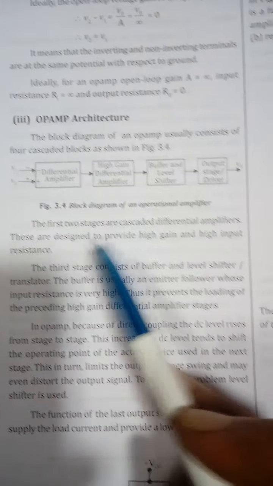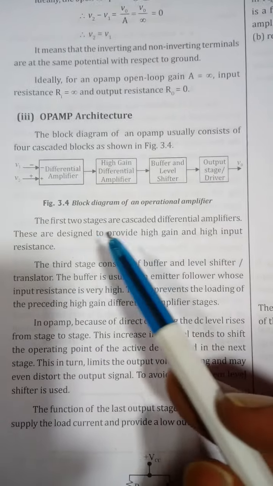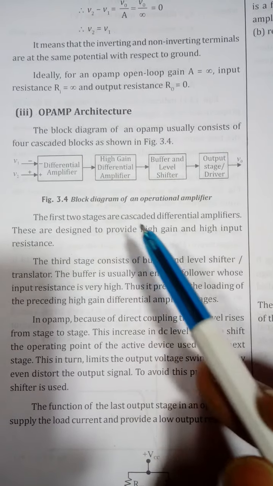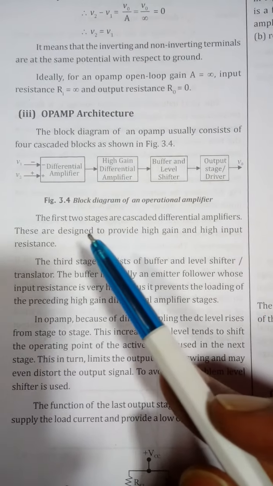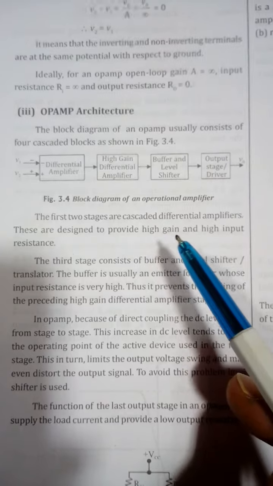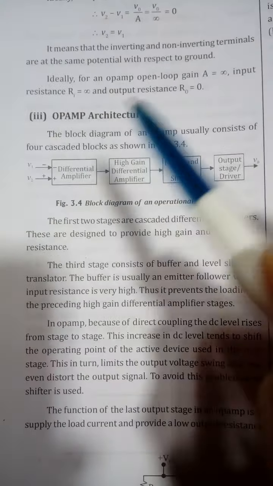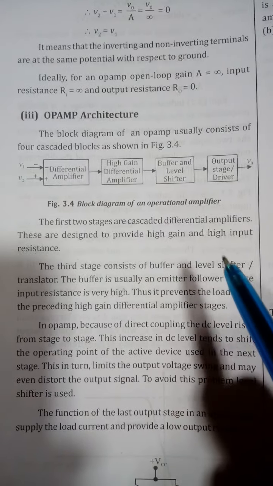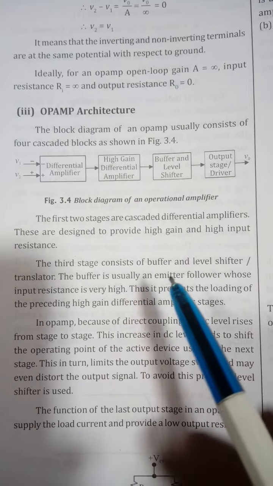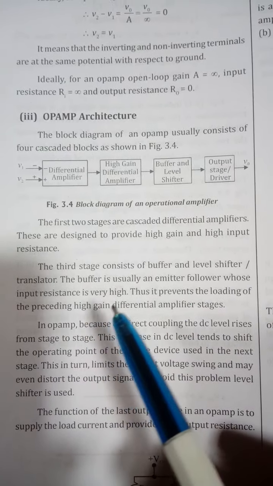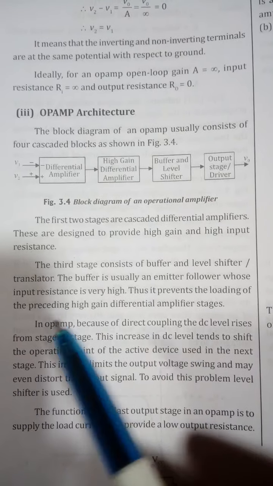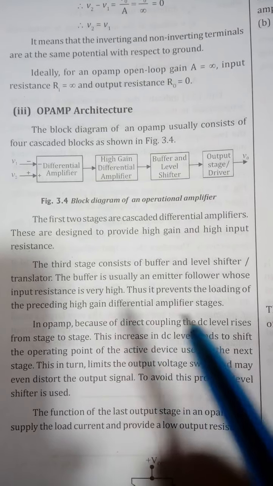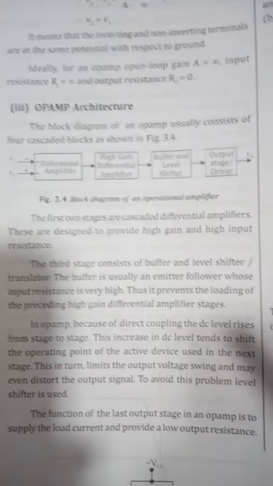So you can see that there is an explanation given here. The first two stages are cascaded differential amplifiers, and these are designed to provide high gain and high input resistance. I told you it gives you the high gain. The third stage consists of a buffer and level shifter. The buffer is usually an emitter follower whose input resistance is very high. It prevents loading of the preceding high gain differential amplifier stages.